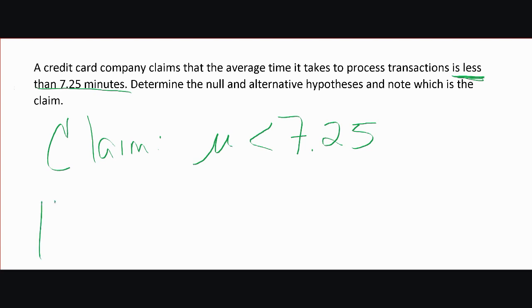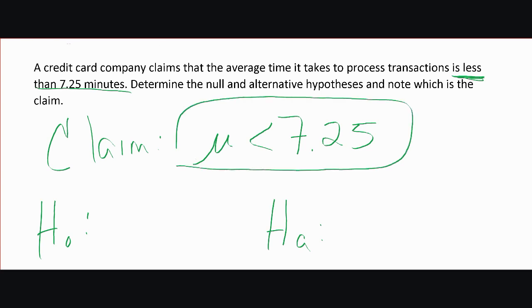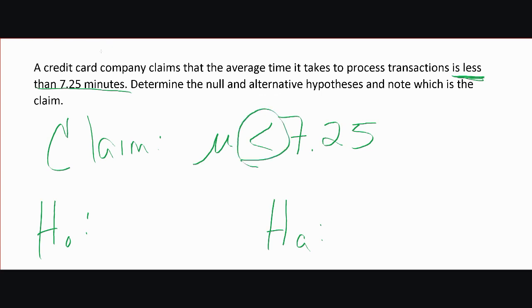So, when we're asked to create the null and alternative hypotheses, we know that one of them is going to contain this statement right here. And we know that the other is going to be the complement of that. Now, which of these hypotheses would be that the mean is less than 7.25? Well, remember, the null always contains equality. Does this statement contain equality? No, right? It is strictly less than, which means that this statement, the mean being less than 7.25, is our alternative hypothesis.